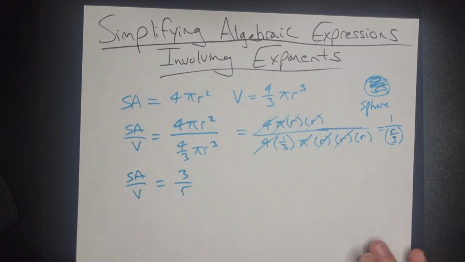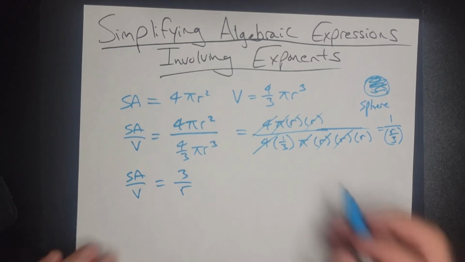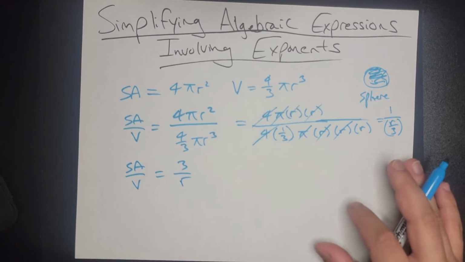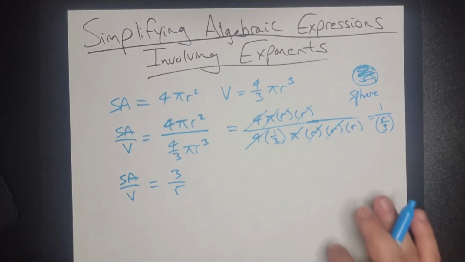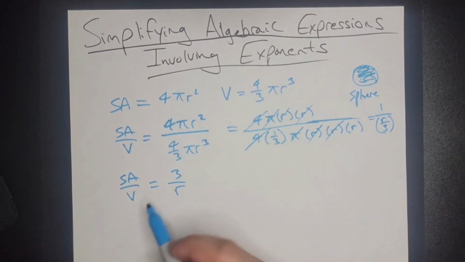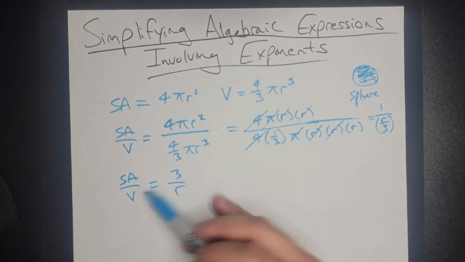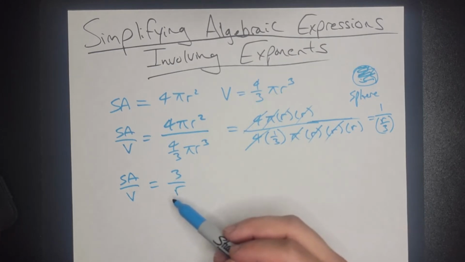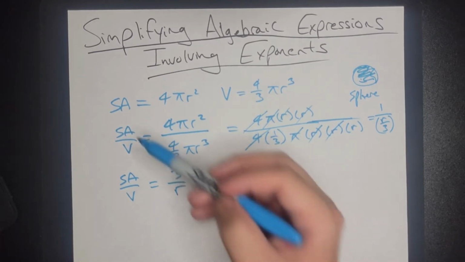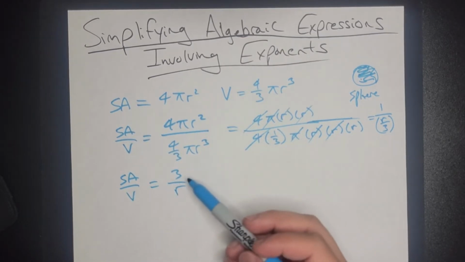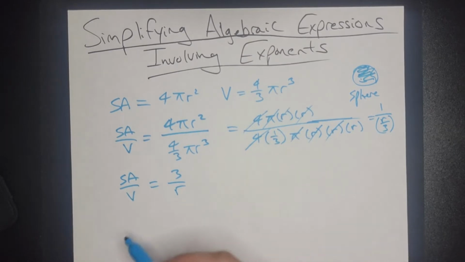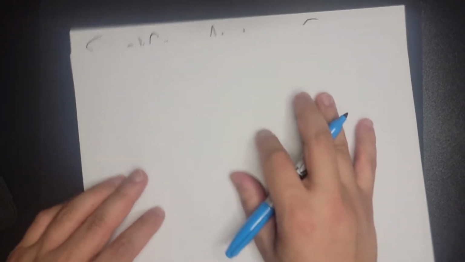which will become, there we have it. That is us simplifying an algebraic expression involving exponents. That's the end of the video. I'm kidding. This basically in math terms represents that the ratio between surface area and volume is 3 over the radius. We don't need to do anything with that. I was just using that as an example. What we are going to do is something much more fun now.